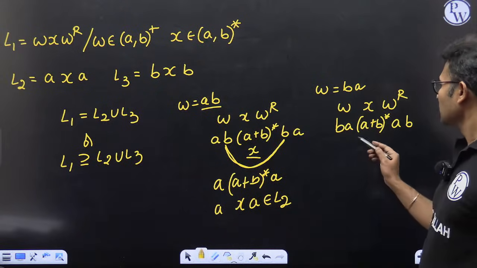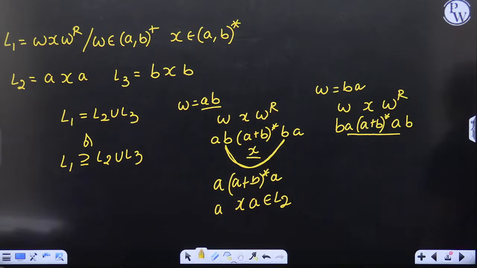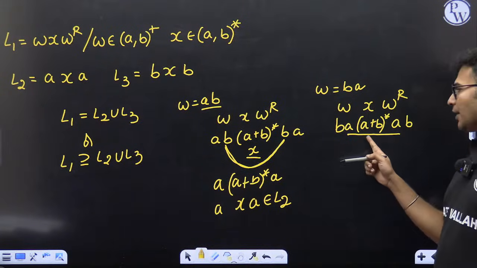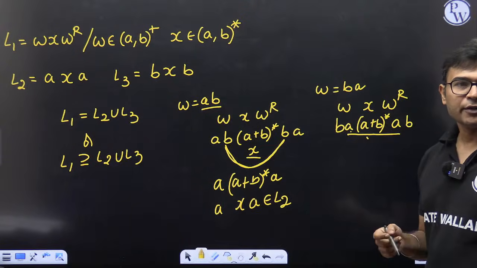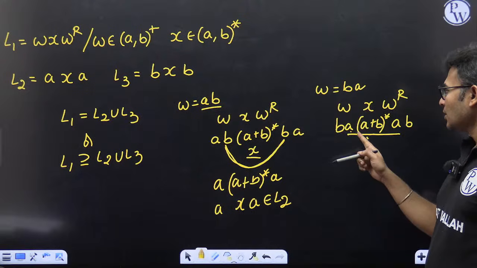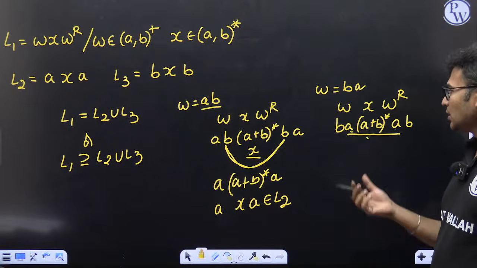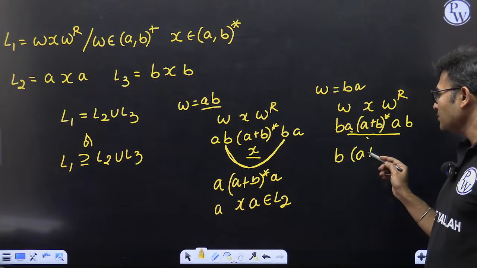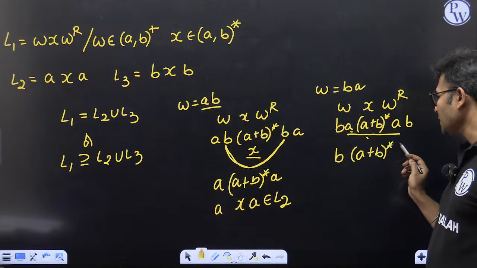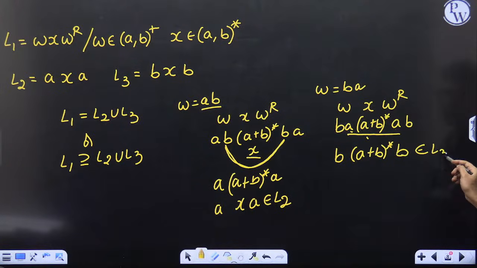So X can expand and take A and A, right? Very good. Absorb the A. X can expand and it can take A and A. Then what is remaining? Very good, Vikram. Now what is remaining? Then you can write it as B, (A plus B)star, B, right? Now this belongs to L3, right?